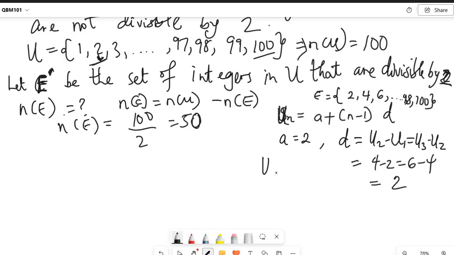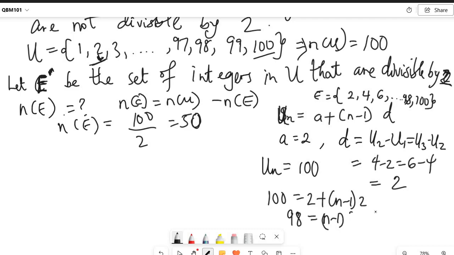What else do we need? We need Un. Don't forget that Un is the last term of the progression or the sequence, and the last term is 100. So let's find n. 100 will be equal to 2 plus n minus 1 times 2. So this will be 98 equals, 100 minus 2, 98 equals n minus 1 times 2, right?